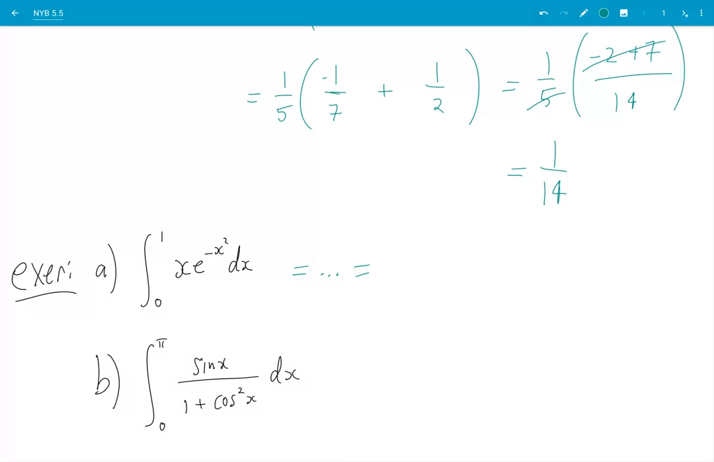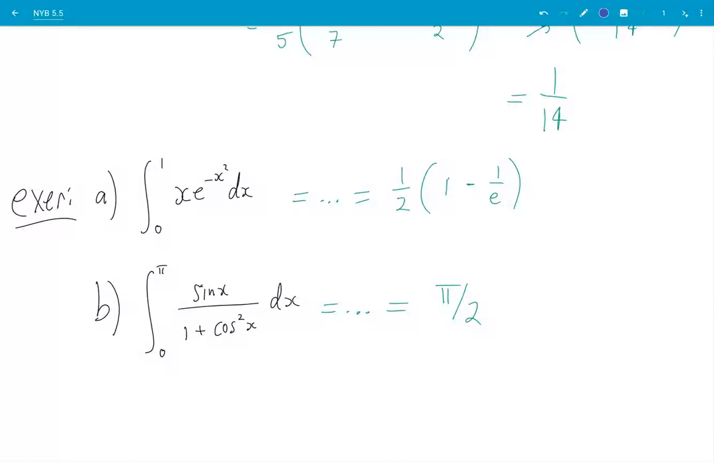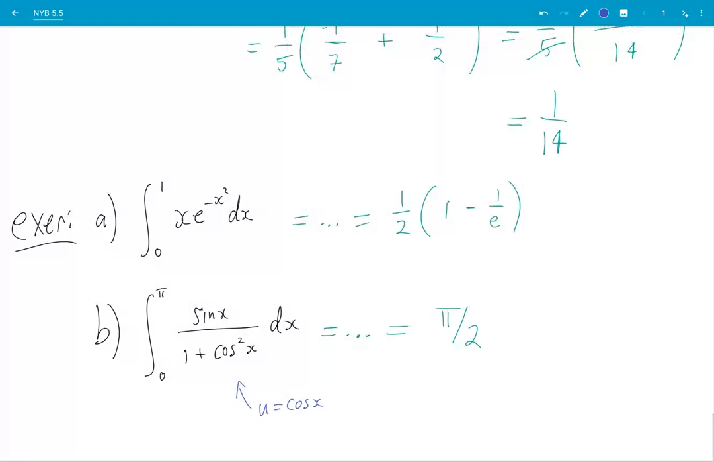This one ends up being, I got a half of (1 minus 1 over e). And here I got pi over 2. Now, for my choices of u, here I did u is equal to just cosine. So try that. And here you want to do u is equal to minus x squared. That'll make it easier. If you go plus x squared, that's possible, I suppose, but not as easy. Okay, ask me about those in class if you have trouble.